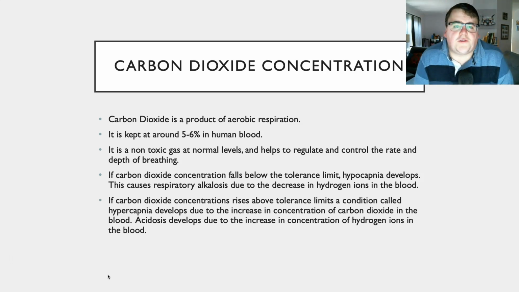If your carbon dioxide concentration falls below the tolerance limit, you get something called hypocapnia. Now again, there's that word hypo for low. Hypocapnia generally results in respiratory alkalosis, due to the decrease in hydrogen ions in the blood. So basically your blood becomes too alkaline. On the other hand, if carbon dioxide concentration rises above that tolerance limit, you get a condition called hypercapnia, which again is due to carbon dioxide levels being high in the blood. This leads to a process called acidosis, which means your blood is too acidic.